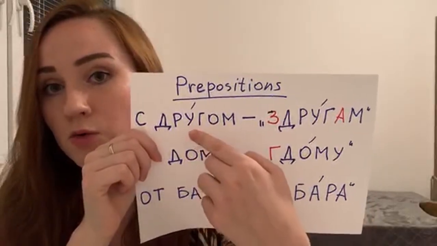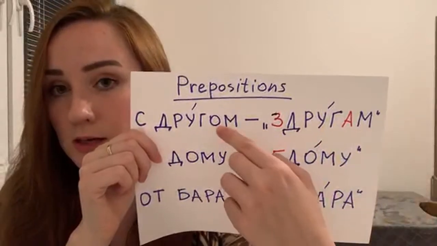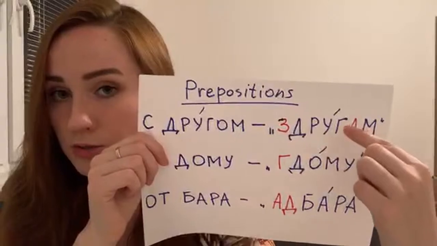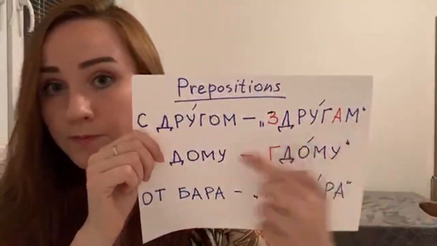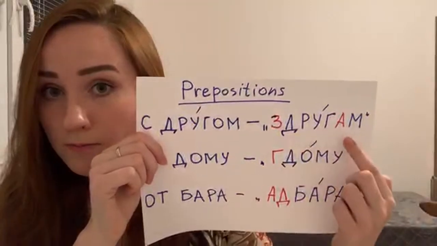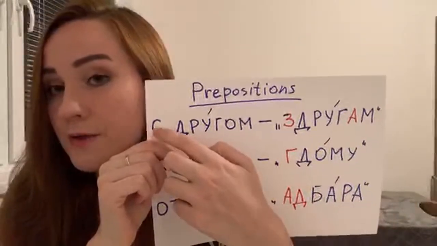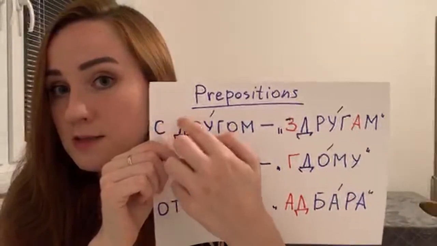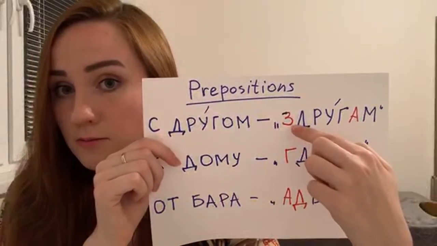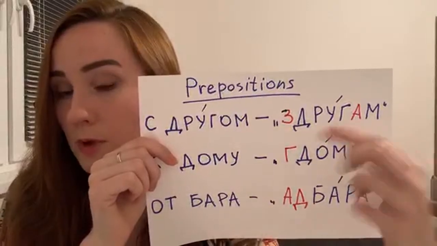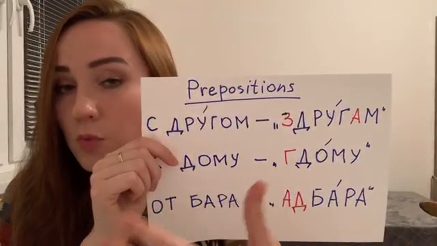So again, you see, U is stressed here, so here we pronounce it as A, because of the vowel reduction rule from the previous lesson. С другом. So you see, this unvoiced s turns to voiced z. С другом. Я иду с другом. I'm walking with my friend.